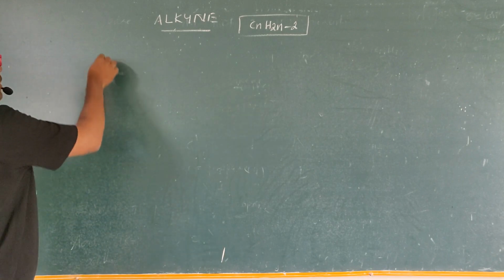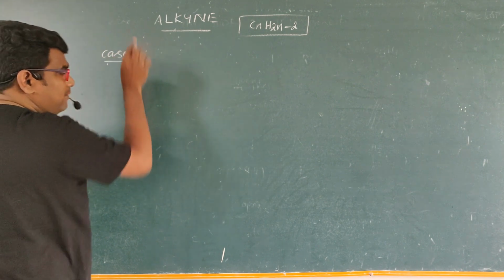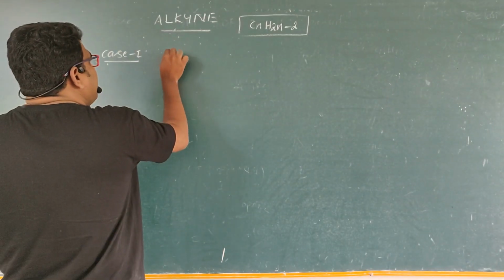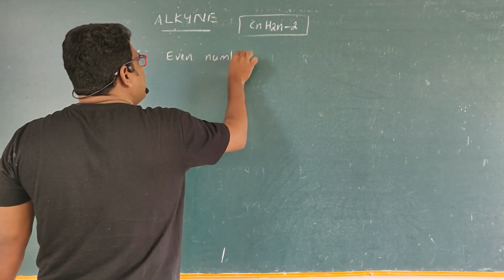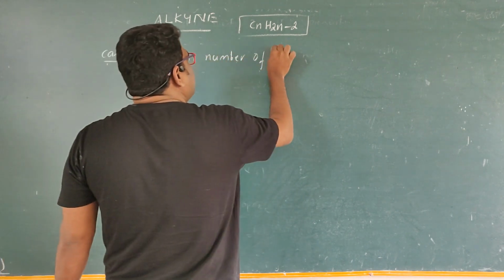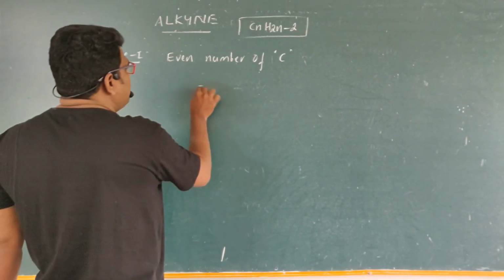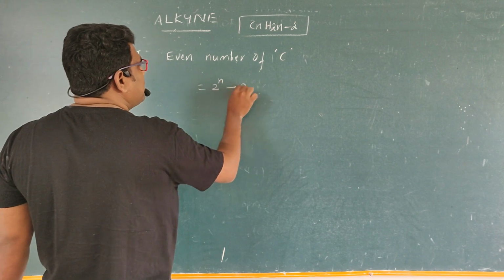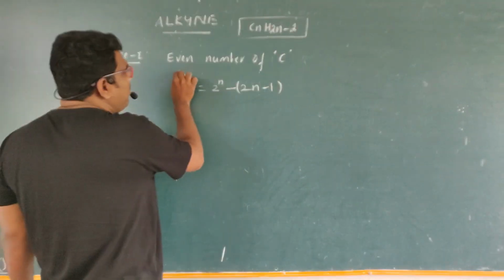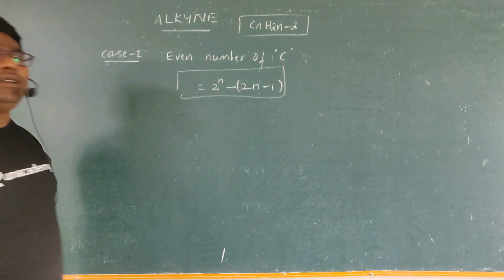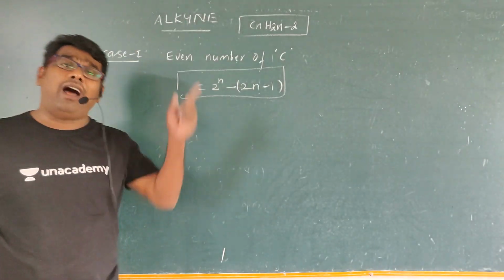So what is case 1? In case 1, an even number of carbons is present in alkyne. What is the formula? 2 power n minus 2n minus 1 is the formula. What is the formula? 2 power n minus 2n minus 1, when the number of carbons is an even number in alkynes.